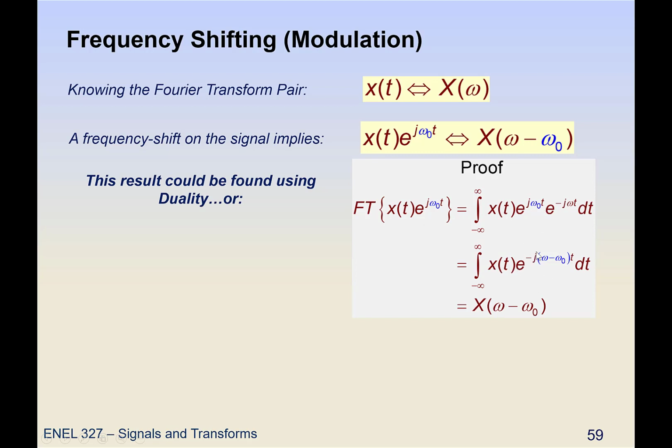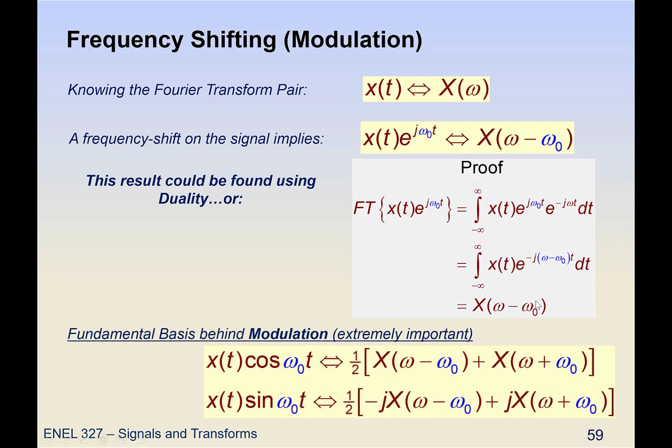that is just going to give you X at omega minus omega naught, because effectively this is the new variable, which is our definition of the Fourier transform. And this is the fundamental basis behind amplitude modulation. So it's an extremely important concept that's used in all sorts of different systems, from your phone to your computer to radar, sonar, and all sorts of different things.